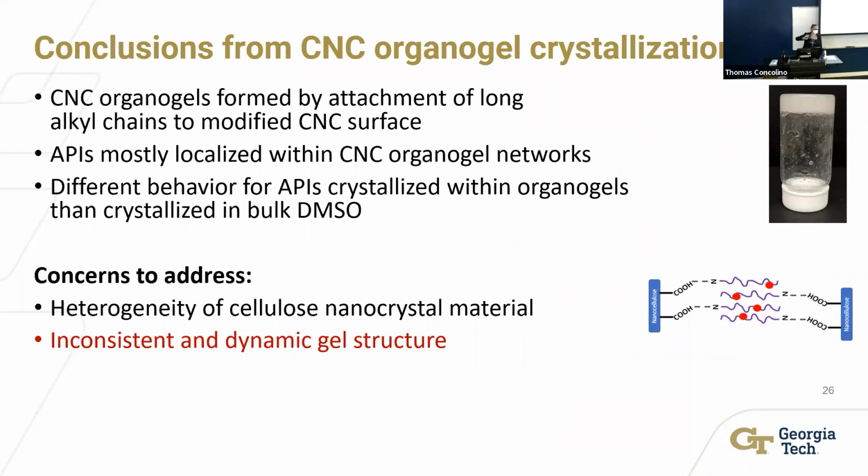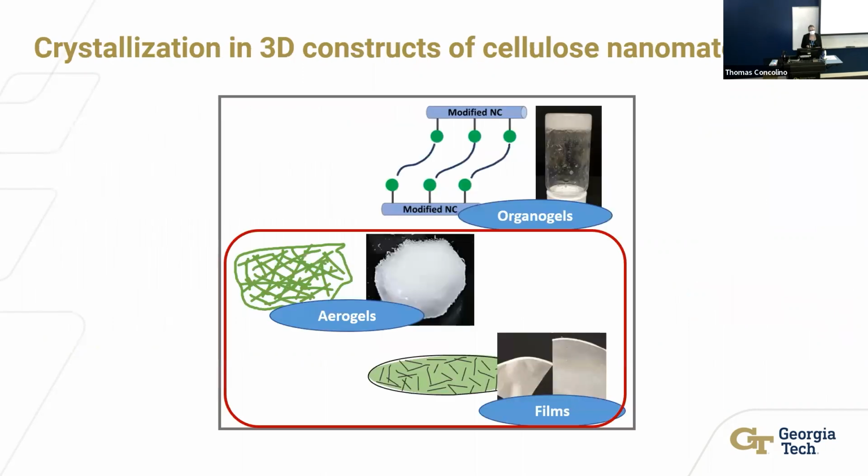Then the second one was the fact that we have this inconsistent and dynamic gel structure that may be making it hard to controllably produce given polymorphs. So here, instead of working with these organogels, we're going to prepare aerogels independently of the drug being there, and then add a drug solution and do the crystallization afterwards. This gives us a nice preformed scaffold where we have a lot of control while we make it.